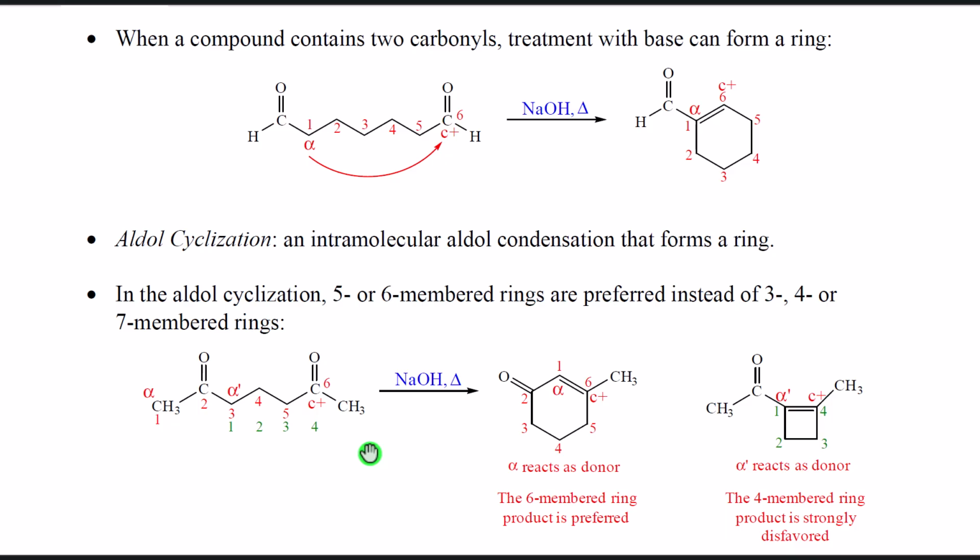In general, what we see is that 5 or 6-membered rings are preferred instead of 3 or 4 or 7-membered rings, because 5 and 6-membered rings have the smallest amount of ring strain, which means that it takes the least amount of potential energy to form them. So in this case, alpha would react preferentially, and we would get this 6-membered ring product instead of this 4-membered ring product.